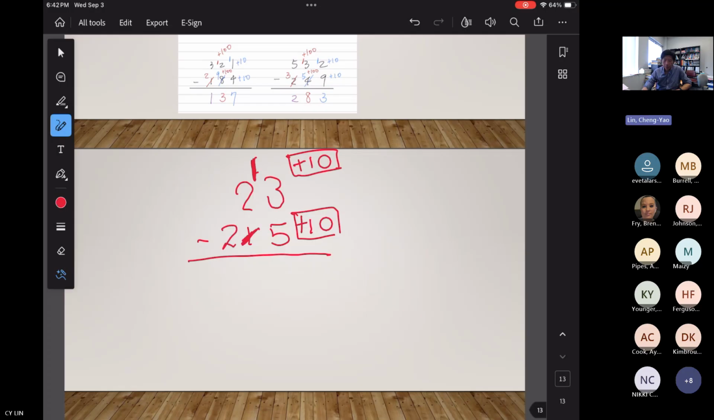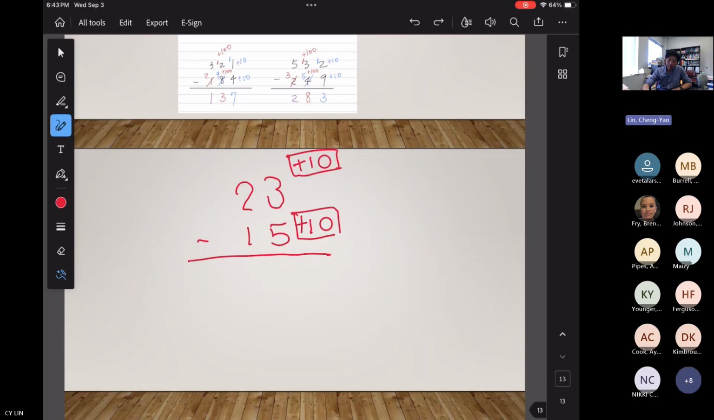Are you with me? Because 10 plus 10 is 20. So 13 minus 5, how many? 8. So now I have enough. It's not 3 minus 5, it's 13 minus 5, right? That is 8, is that right? Now 2 minus 2 is equal how many? 0. Do I have enough? I have enough. So the answer is 8, okay?